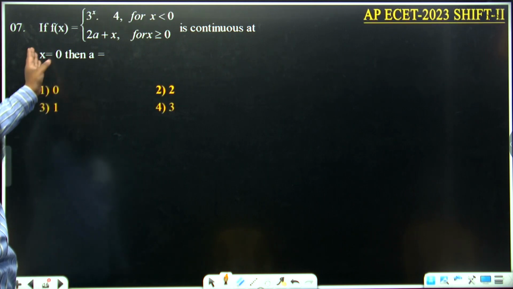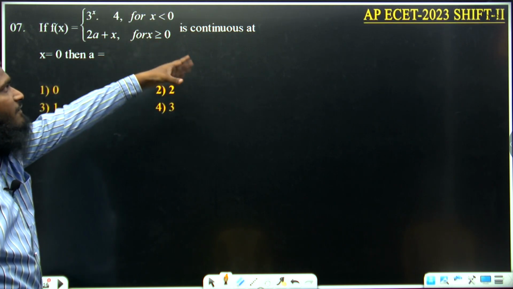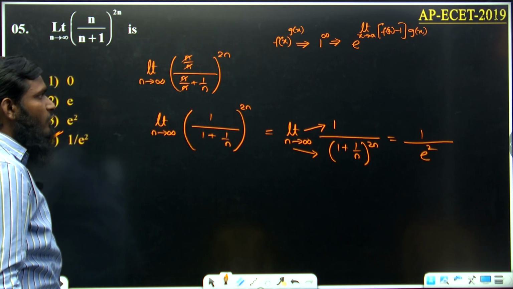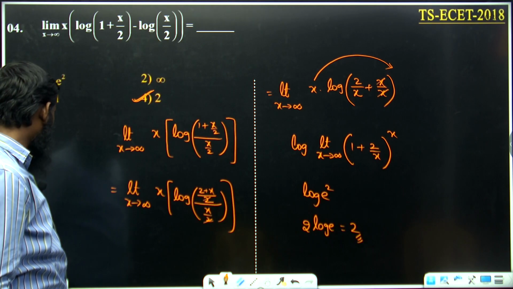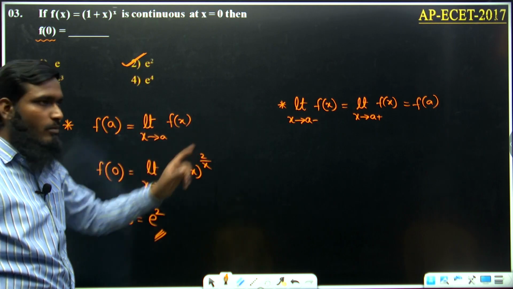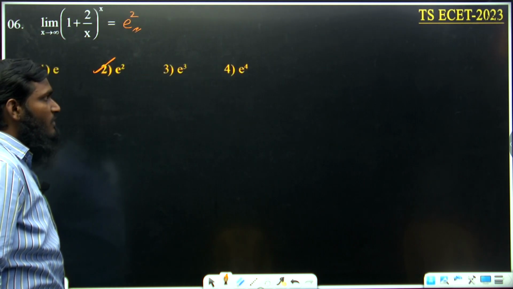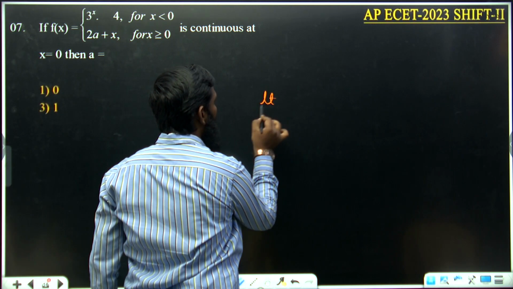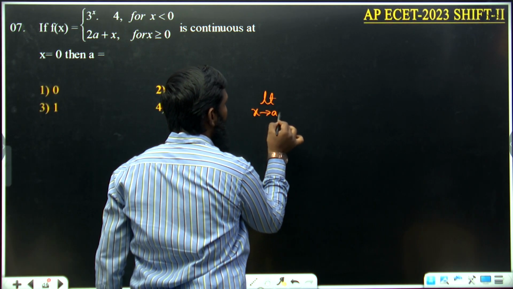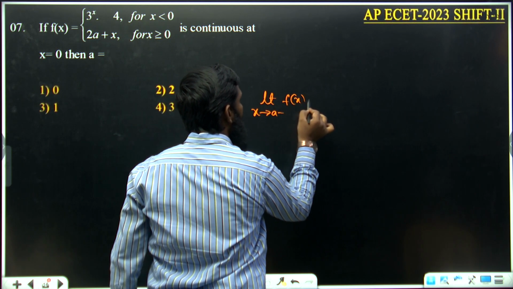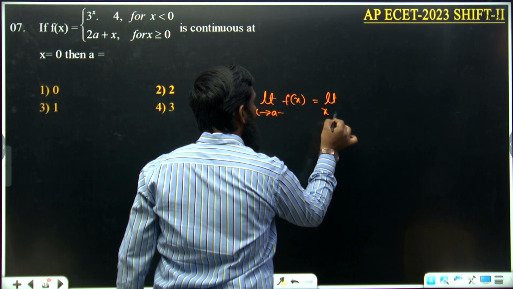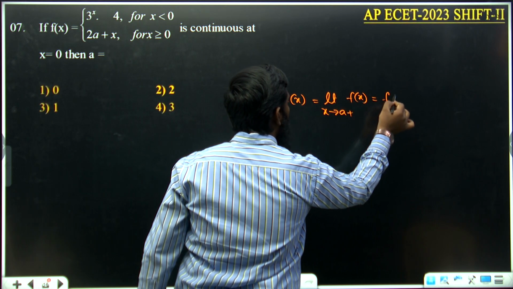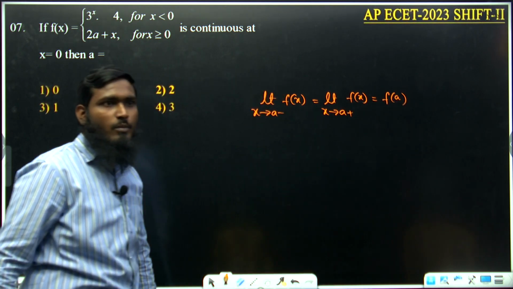Next part: if f of x is equal to this complete piecewise function, which is continuous at x is equal to 0, then a is equal to what? Just now, for the continuity part, I have given one formula over here. So let us write that formula now: limit x tends to a minus f of x is equal to limit x tends to a plus f of x is equal to f of a. This is the formula we are having.